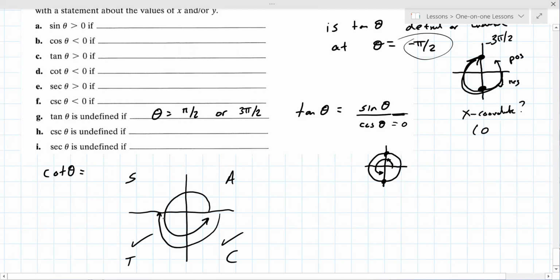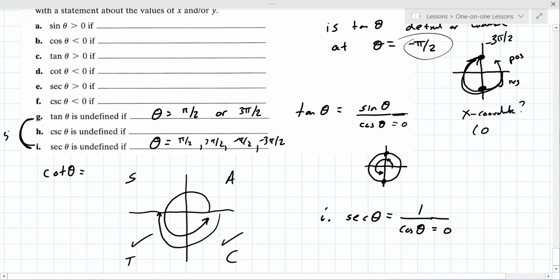Okay, thank you. Now we're going to do I next because I is like G. These are kind of related. I'll write that over here. Secant theta is equal to 1 over cosine theta. Where is cosine theta equal to 0? At the same places as tangent, because tangent is sine over cosine. So it's pi over 2, 3 pi over 2. I'll throw the other ones in: minus pi over 2, minus 3 pi over 2. These are the same, but they want you to say the negatives too.